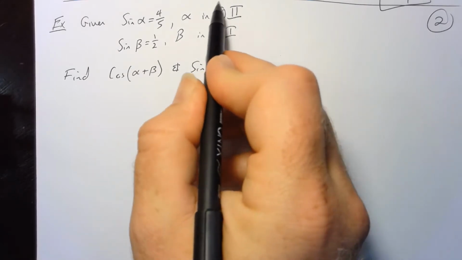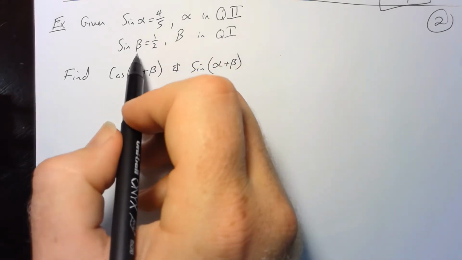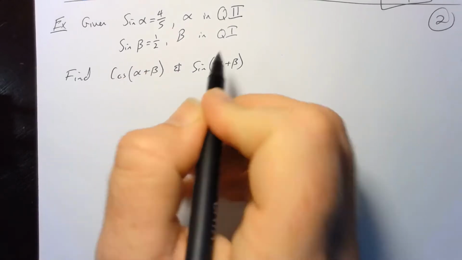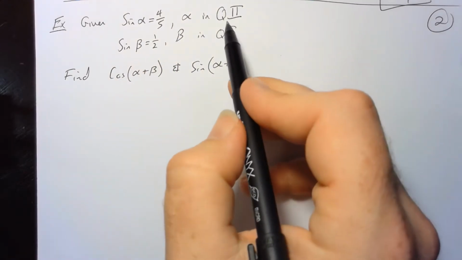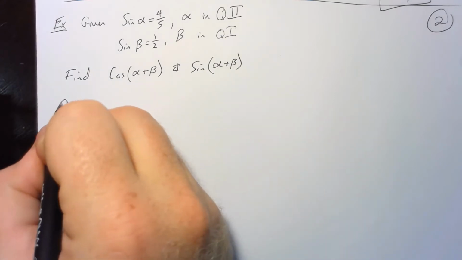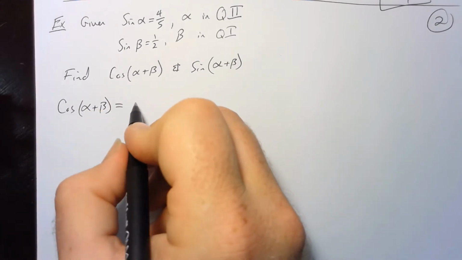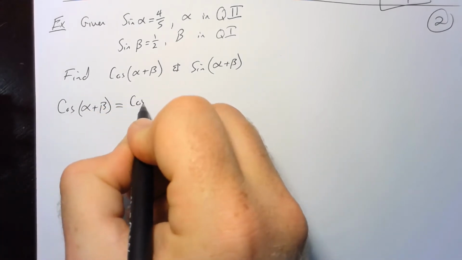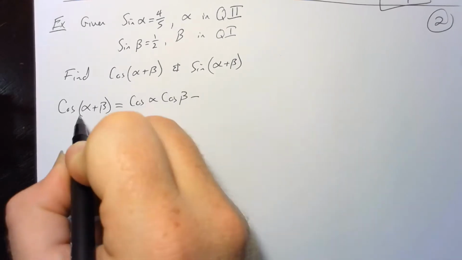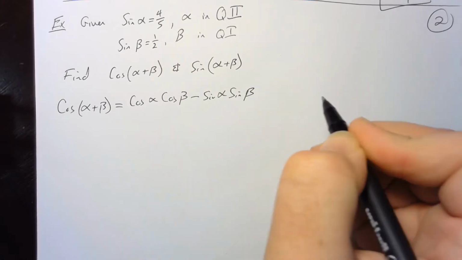Unfortunately, if these quadrant details weren't given, there would be multiple different answers for the sine of alpha and the sine of beta. Multiple different answers for these two individual situations. I'm going to start with the cosine of alpha plus beta. The cosine of alpha plus beta is equal to, based on the identity, cosine of alpha, cosine of beta. Again, the sign changes for cosine. Sine of alpha, sine of beta.